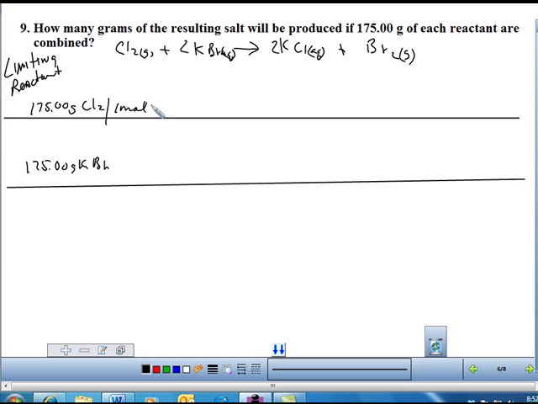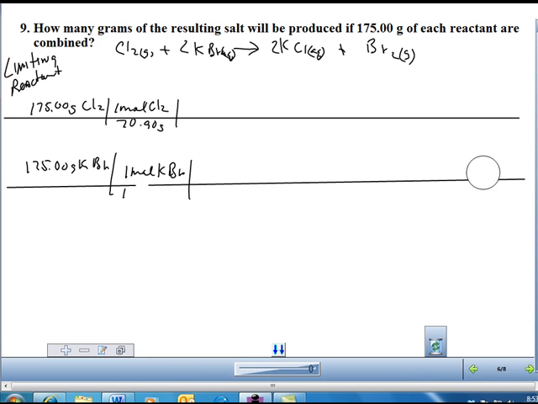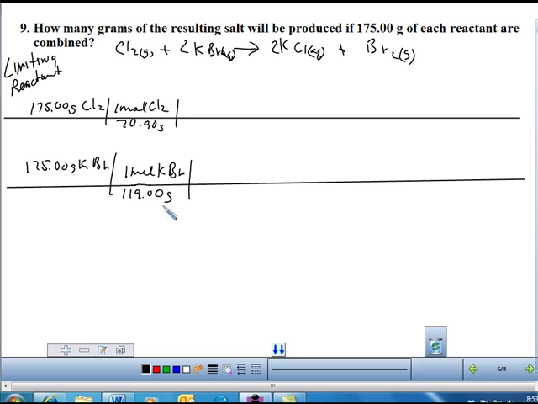1 mole of chlorine has a mass of 70.90 grams. So we end up with how many moles there? 1 mole of potassium bromide has a mass of what? 119. It's 119.00, right? So we didn't lose any significant figures. Correct? So, what is the number of moles here?